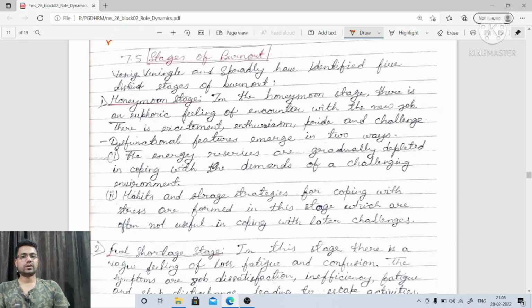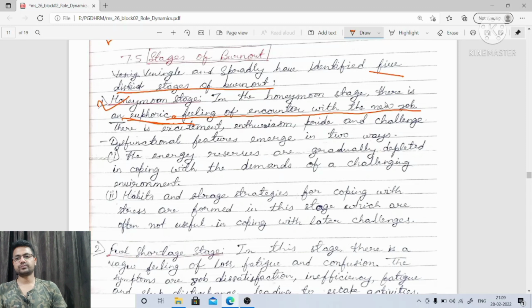Now, stages of burnout. So what are the different stages? I have the following 5 stages given. So the first stage given is the honeymoon stage. In the honeymoon stage, there is a euphoric feeling of encounter with a new job. Here the person feels excited about the job.